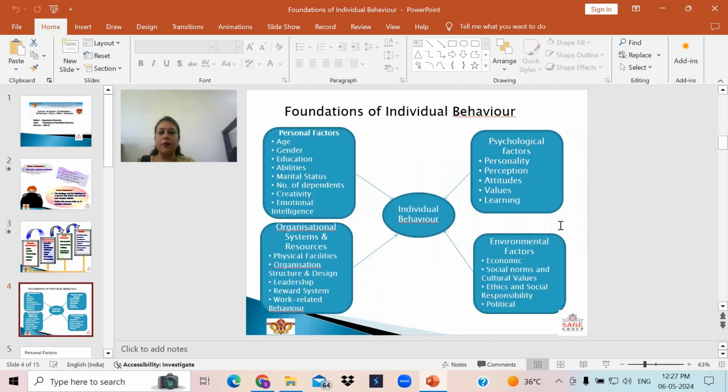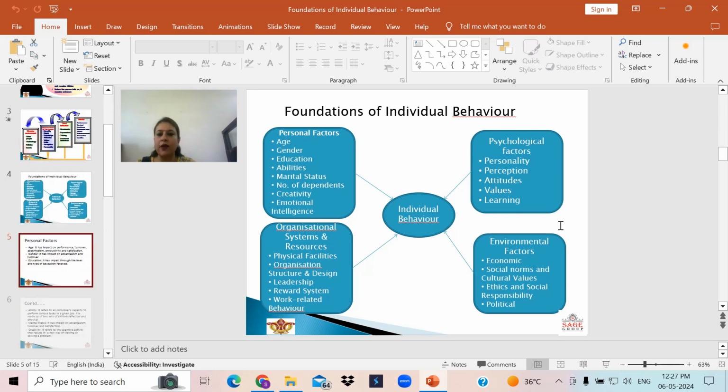So now we talk about various foundations of individual behavior. We categorize these factors into four parts. First is personal factors, second is psychological factors, third is organizational system and resources, fourth is environmental factors. So we talk about them one by one. As you see in the diagram, there are certain sub points under all these factors. So we'll discuss them one by one.